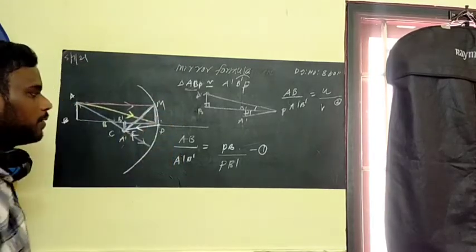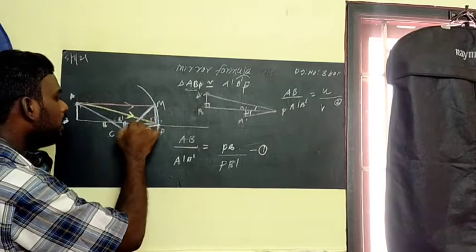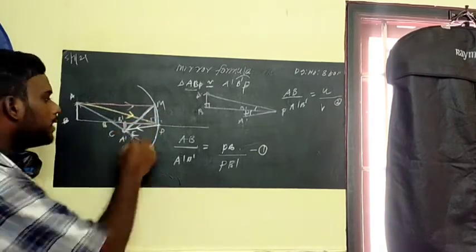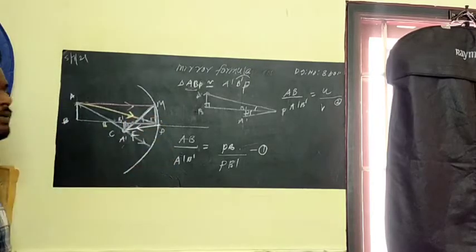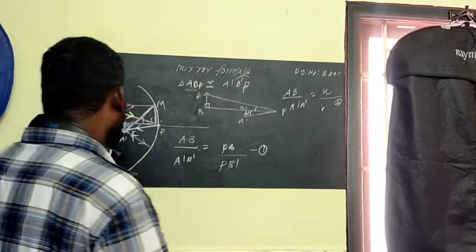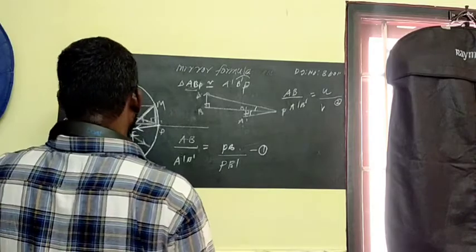Another similar triangle. Here we have a 90°, here also we have a 90°. And this point is called what? Focus. And they are vertically opposite angles. Is it clear? So I can write that is triangle A'B'F.